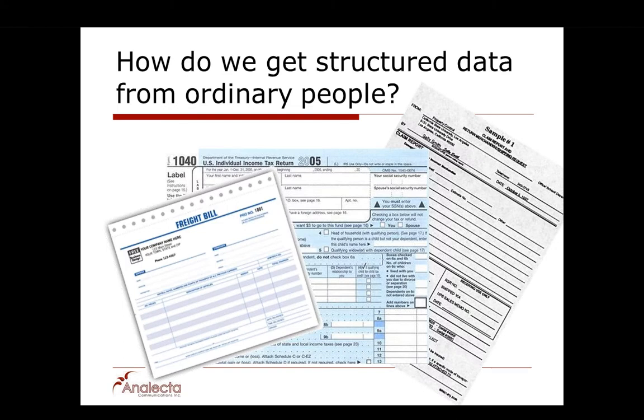This is how we get structured data from ordinary people. Always has been. We deal with forms every day. So when the government wants to get a huge amount of structured data about your income and your spending and the deductions that you're entitled to, it gives you a form. We want to ship anything, we have a form.